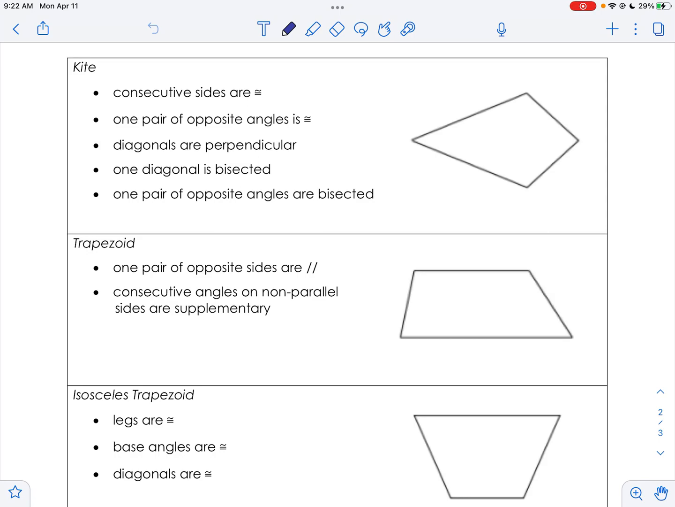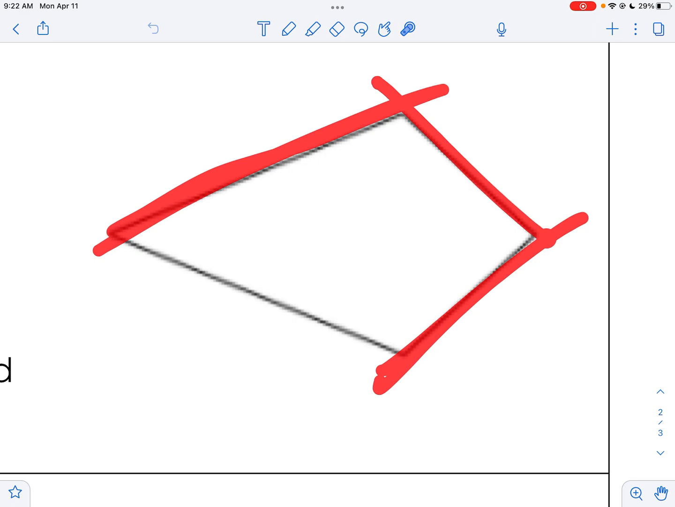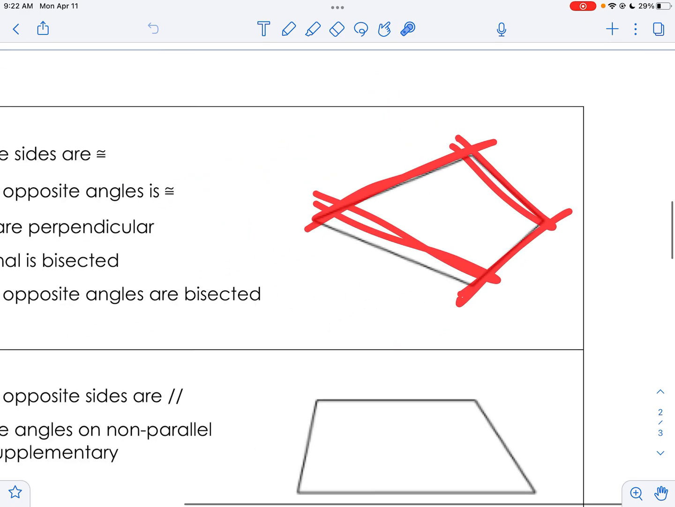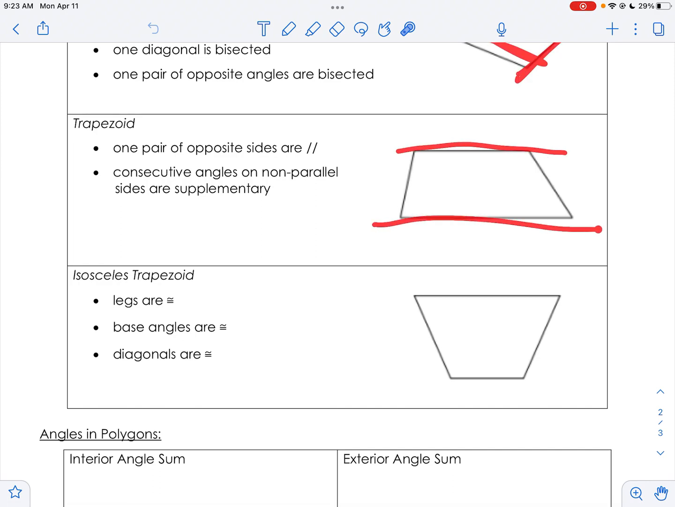Today we're going to pick up talking about kites and trapezoids. Kites and trapezoids are not parallelograms. If we take a look at this kite right here, I'll notice that neither pair of sides is parallel. This side is not parallel to that side, and that side's not parallel to that side, therefore it's not a parallelogram. A trapezoid has one set that's parallel, but not two, which means that none of the shapes we're going to talk about today are parallelograms.